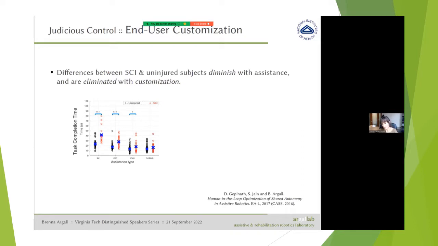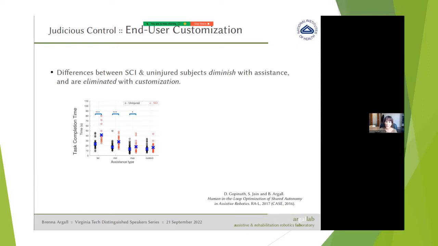So if you had asked me beforehand which of these paradigms would have made the performance of the spinal cord injured and uninjured subjects the most similar, I would have said maximal assistance, because that's where the autonomy was playing the greatest role. And of course, the autonomy signal was what was the same between all of them. But that wasn't the case. We still had a difference. It was less significant, but it still was significant.